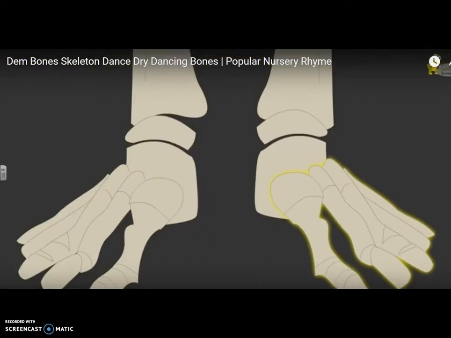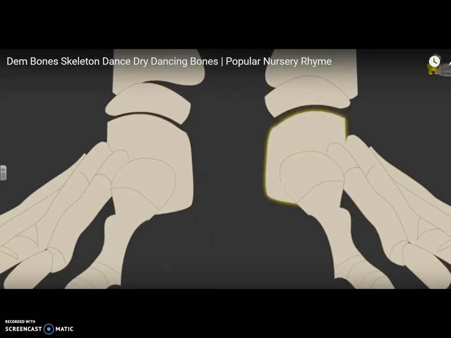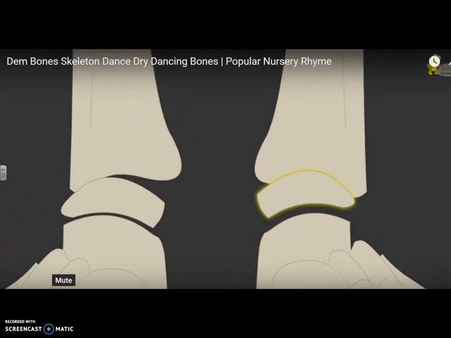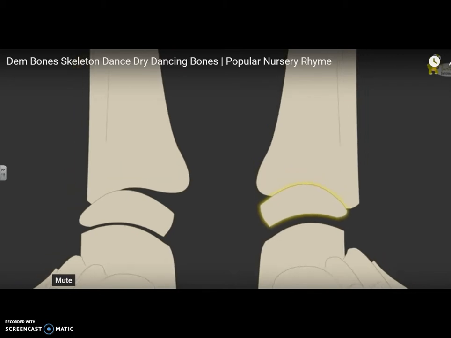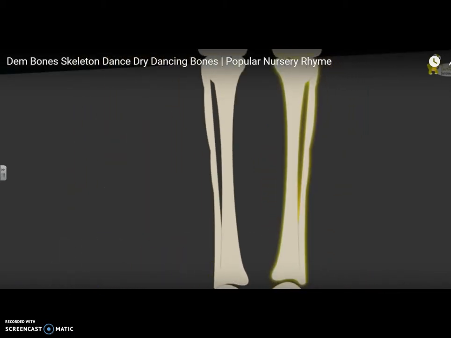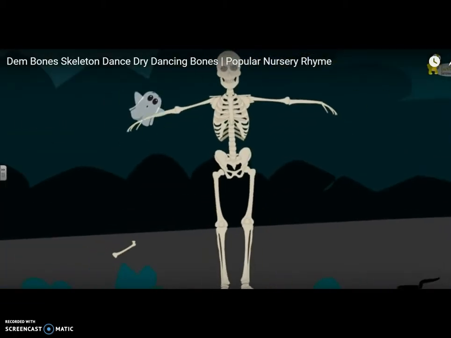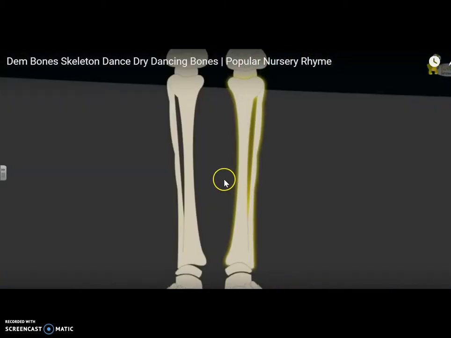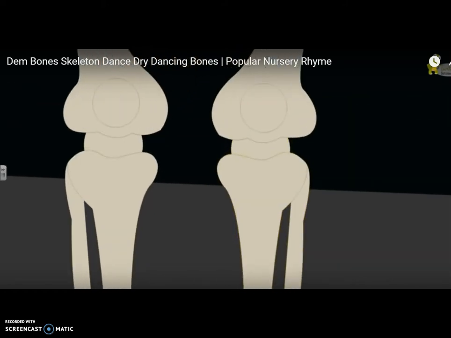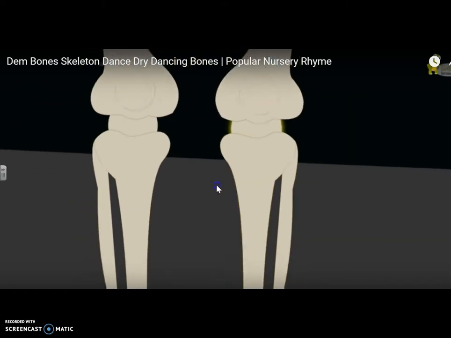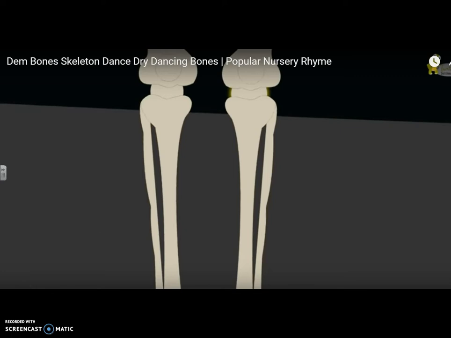The toe bone's connected to the foot bone, foot bone's connected to the ankle bone, ankle bone's connected to the leg bone. Now shake them skeleton bones. The leg bone's connected to the knee bone.